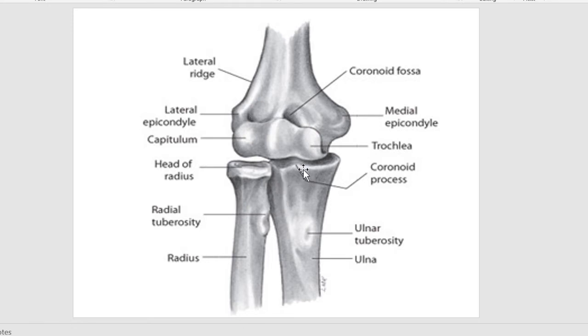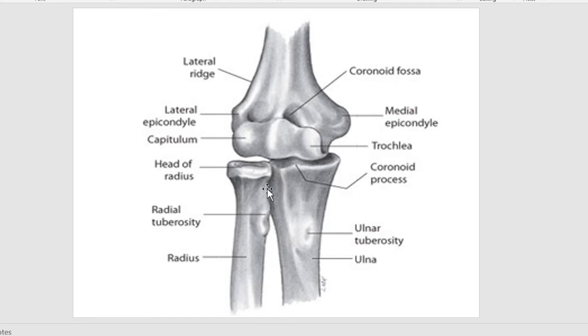Okay, so we have here the coronoid process, which serves as the groove in which the trochlea glides during elbow flexion and extension. Then you have your radial tuberosity and ulnar tuberosity. The radial tuberosity serves as the attachment of your biceps, and your ulnar tuberosity is the attachment of the brachialis muscle.